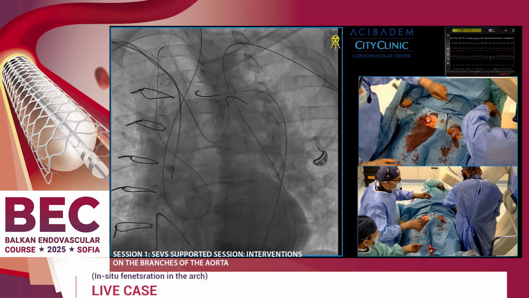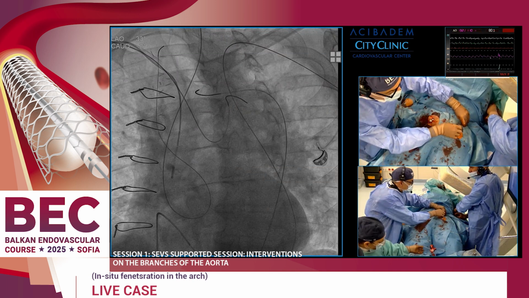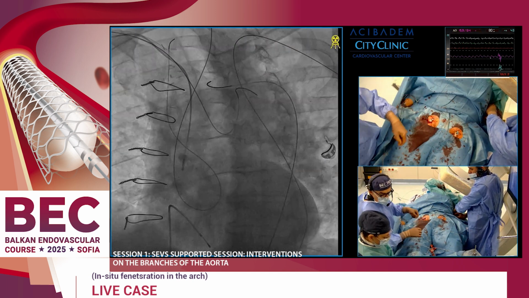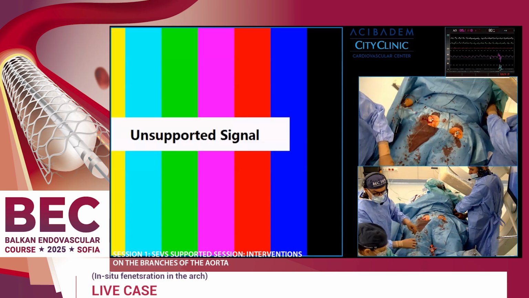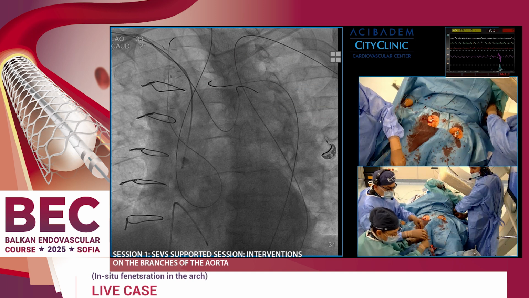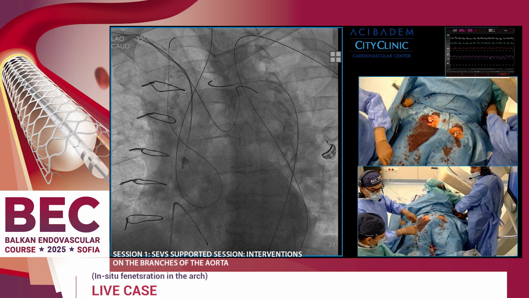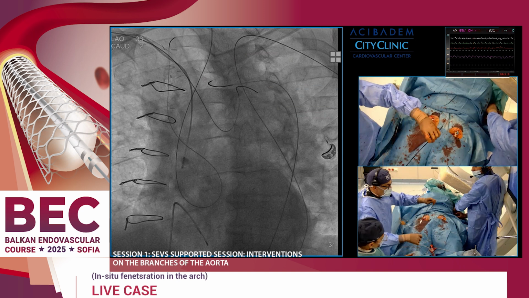So we are aiming to perform 3 fenestrations: left carotid, brachiocephalic trunk to the aortic stent graft, and the left subclavian. So obviously, it's going to be a total arch reconstruction with three fenestrations? Exactly. It will be like a surgical total arch.